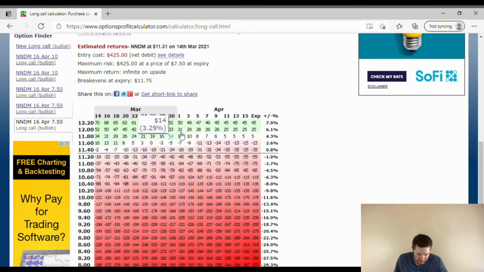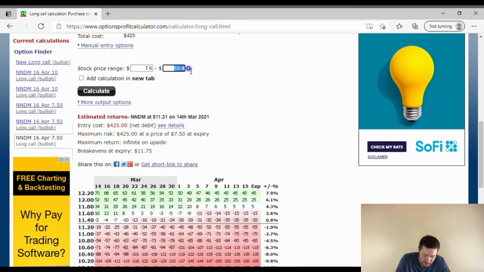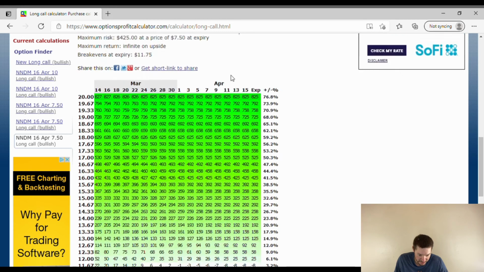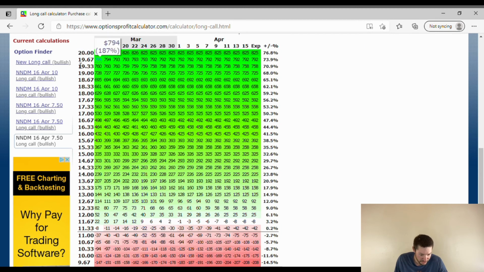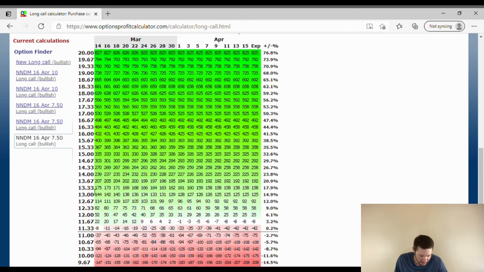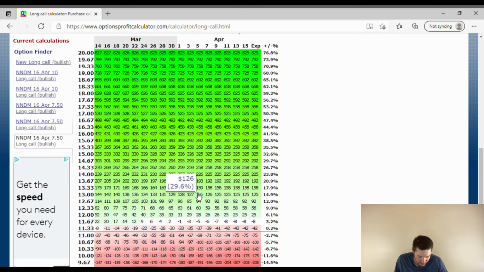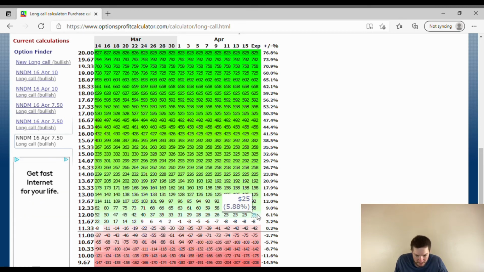And what I always like to do is come up here and broaden our range. So we can type in $20 and calculate. As we can see here, it gives you the dates and the prices. So if NNDM went to, say, $13 on Monday, then you would make $144 or 33.9% profit. And as you can see, because of the theta, it goes down a little bit every day. But as long as NNDM is $12 by the expiration date, we'll still make $25, right?